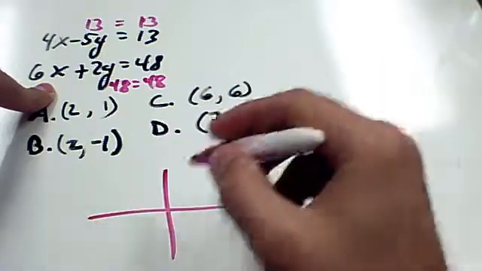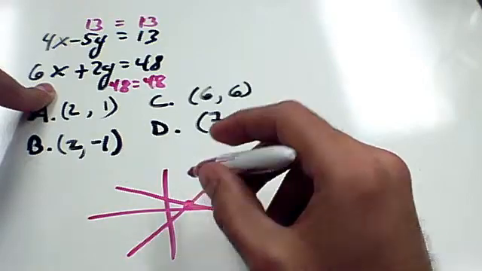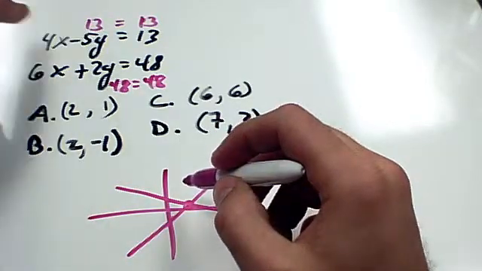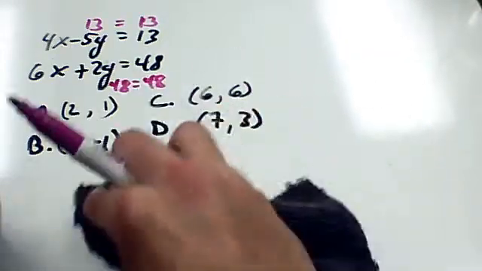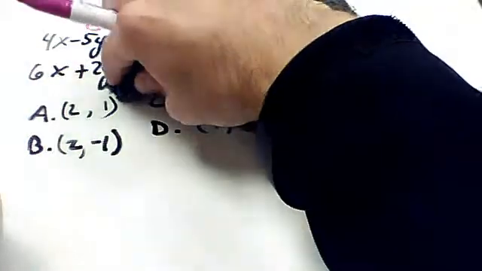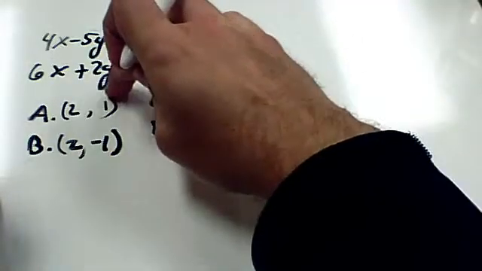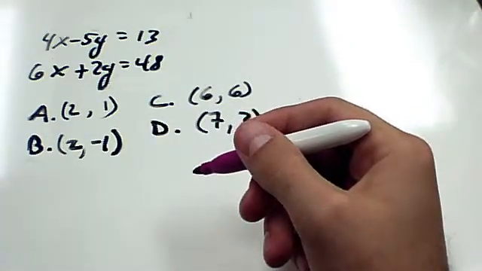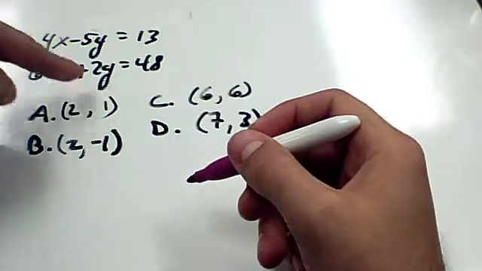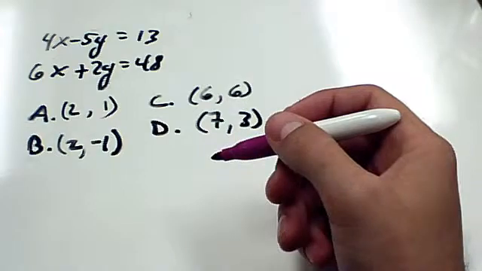Just like when you graph something and you find the intersection point, there's only one point that the two lines share, which means there's only one pair of x and y that the two lines share. Okay, so let's see which answer, A, B, C, or D, is the correct answer. Well, if they share it, that means I should be able to plug my x and y into both equations and get a true statement.